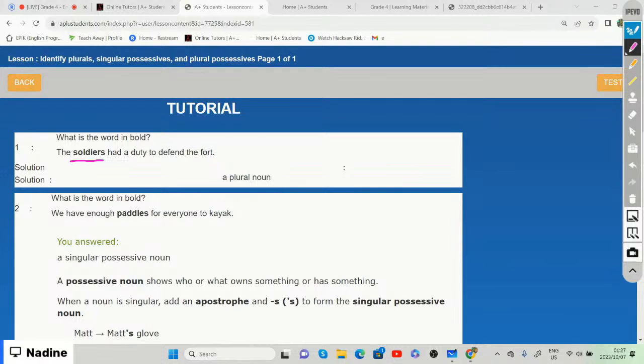All right, so now if we look at the word soldiers, and then we will say soldiers. The soldiers had a duty to defend the fort. So there is no apostrophe at all. So if there's no apostrophe, then this is just a plural noun. It's only a plural noun.